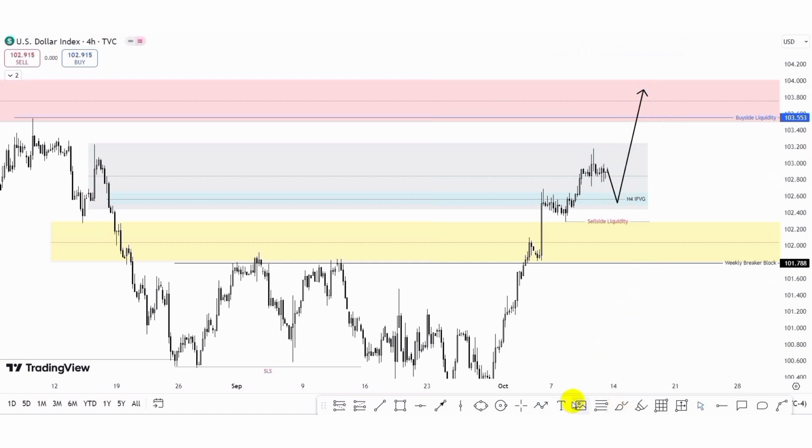Or we may see the market is going to dip lower to take out this sell side liquidity into the weekly inversion fair value gap, and then we have the bullish continuation to the upside. So this is the expectation I'm having in the DXY. So let's check the 1-hour time frame.